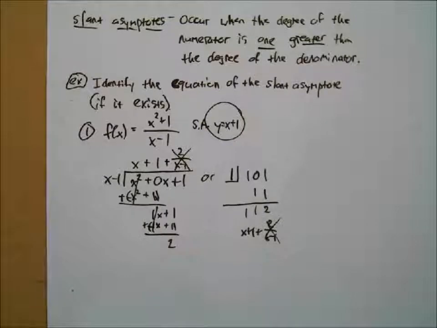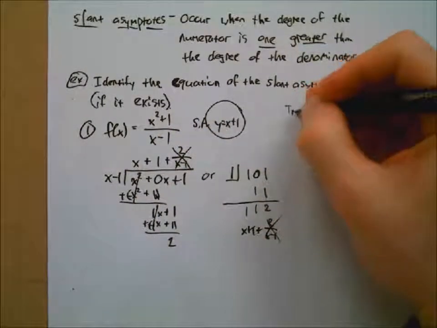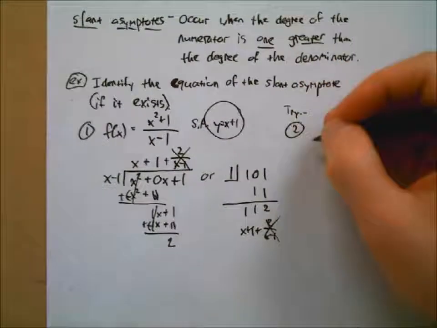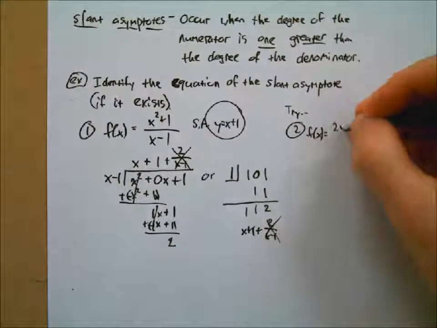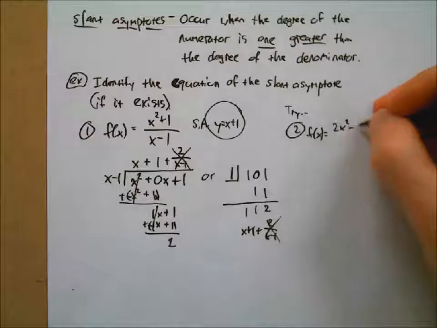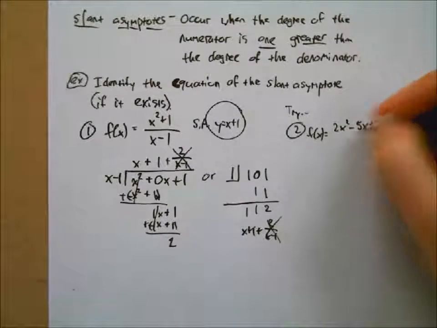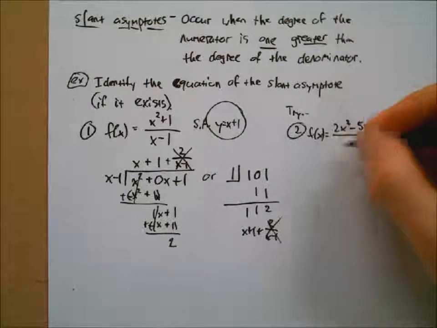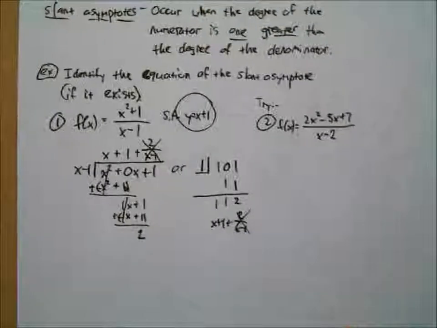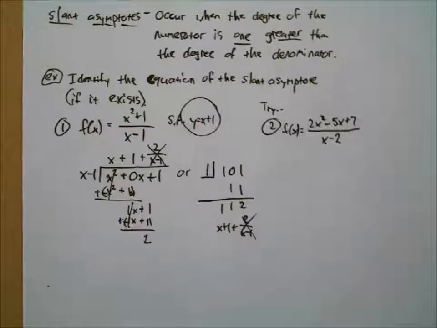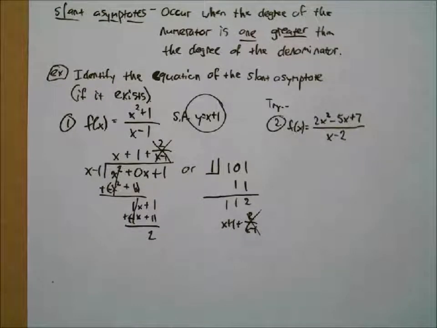All right, so I'll give you guys one to try here. I think you get the point. So here, you guys try this one. f of x equals 2x squared minus 5x plus 7 all over x minus 2. I'll zoom it out just a little bit. There we go. So go ahead and try that one. Come up with the equation for that slant asymptote if one exists. You might want to determine whether one exists first and then go from there.